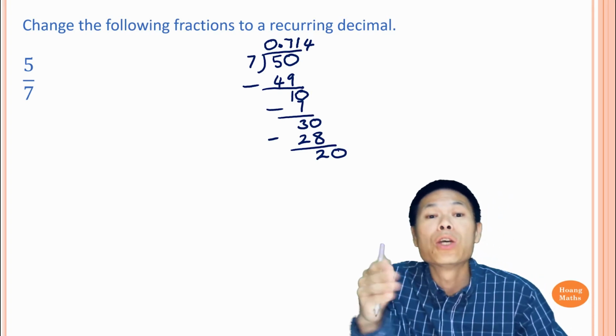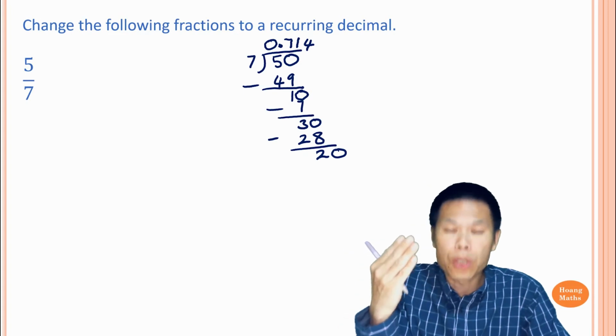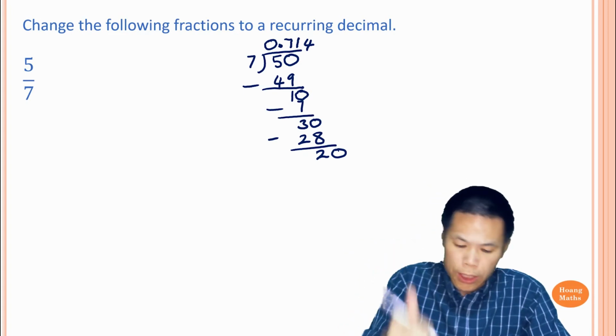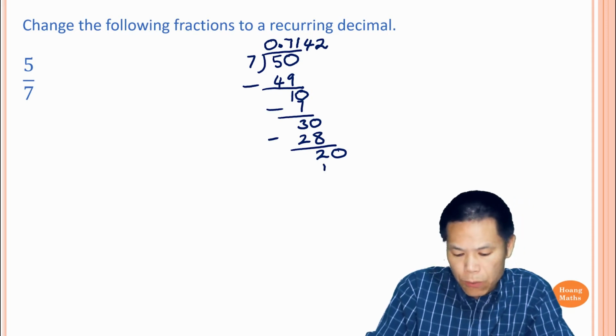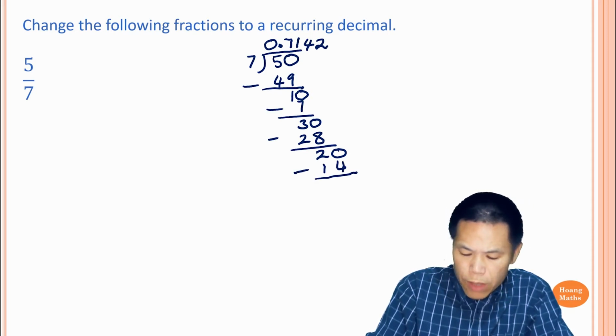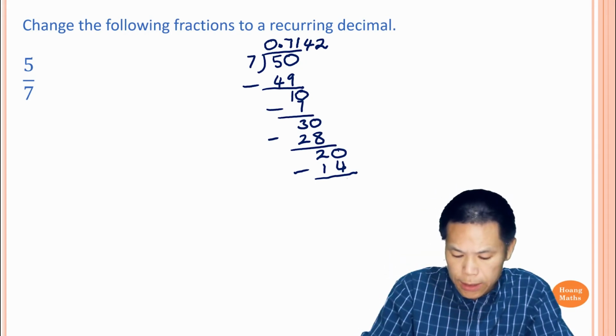It becomes 20. Now 7 go to 20 is 2 times, because 2 times 7 is 14. So I just write 2 here, and 2 times 7 is 14. And if we minus it, because 20 minus 14 is 6. So we just write this down, and we add a 0.